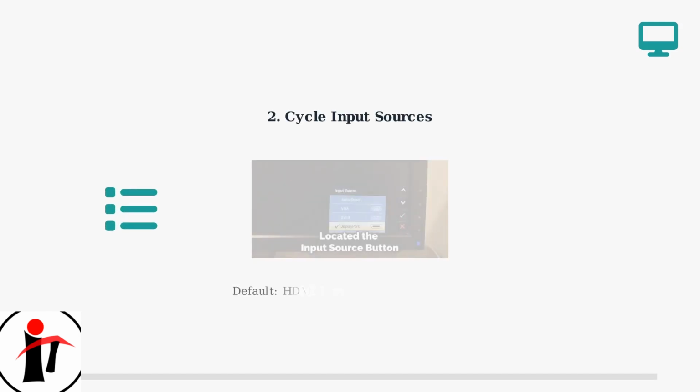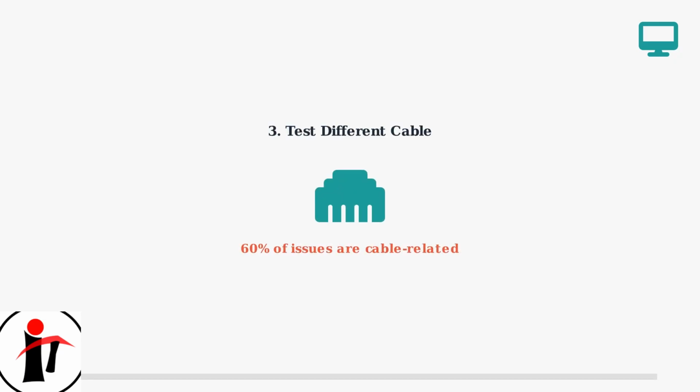Step 2. Cycle through input sources. Use your monitor's input button to manually select the correct source. Most Sceptre monitors default to HDMI 1, but your device might be connected to a different port. Step 3. Test with a different cable. Cable issues account for 60% of all no-signal problems. Try a known working HDMI or DisplayPort cable to eliminate this common cause.